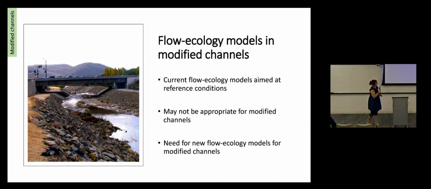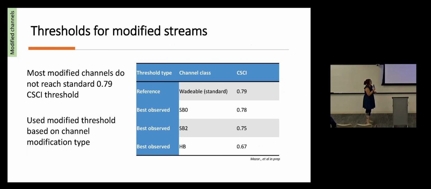And basically, this is how we do that. So as I mentioned, the most modified channels aren't going to reach that standard threshold. So we're going to modify the thresholds. And these are based on channel modification type, which Rafi kind of went through earlier. So that's the different types of the hard bottom, the soft bottom with 2 hardened sides or no hardened sides, or reference or natural channels. And we have a best observed score for each of these different categories. This is what actually Rafi presented on last year, I believe. I'm sure you all remember that very well.